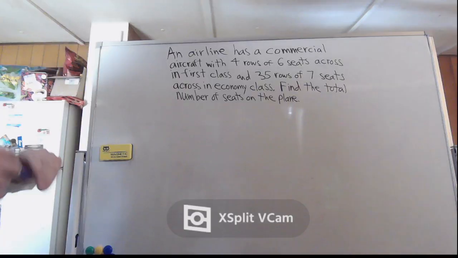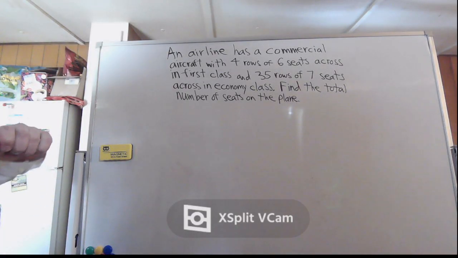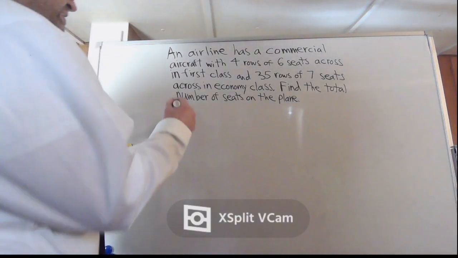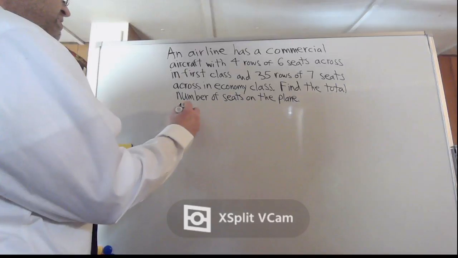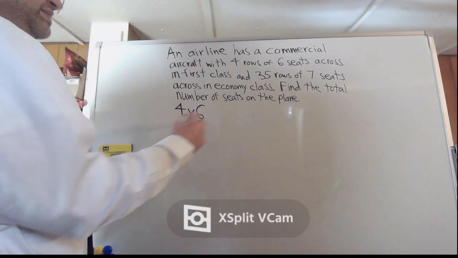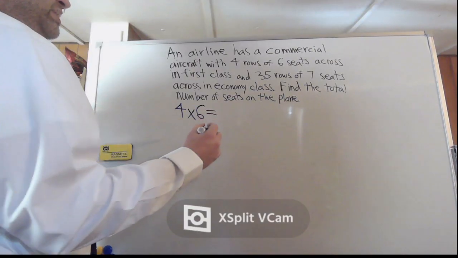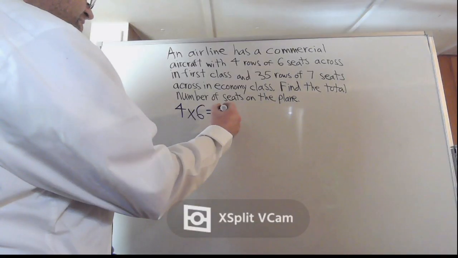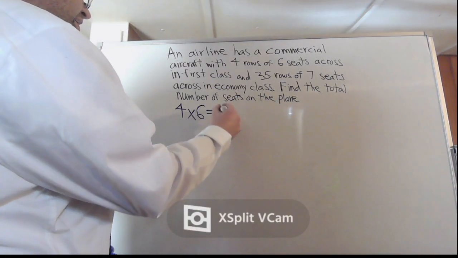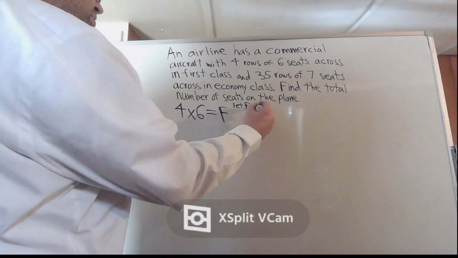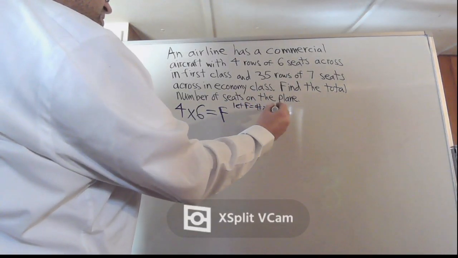Here they give us 2 types of seats. You're going to want to start by figuring out how many of each type of seat there are first. So there are 4 rows with 6 seats across, so 4 times 6 each. We'll pick a variable to be our solution for first class. So F, we'll let F equal the number of first class seats.